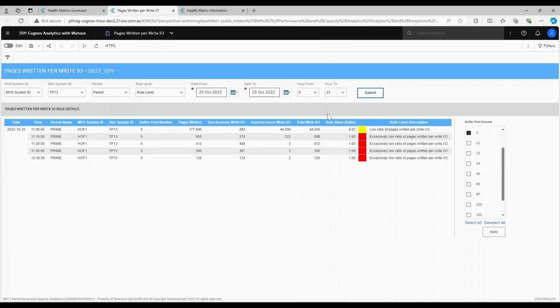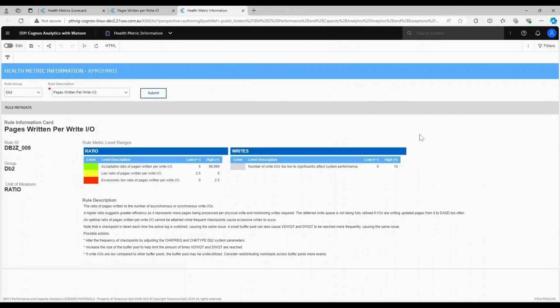But how can we tune it? Returning to our information card tab, we can see a list of possible actions to consider at the bottom of the rule description that could help improve performance. For this rule, the possible actions include reducing the frequency of checkpoints and increasing the size of the buffer pool to limit the number of times the active log is switched.